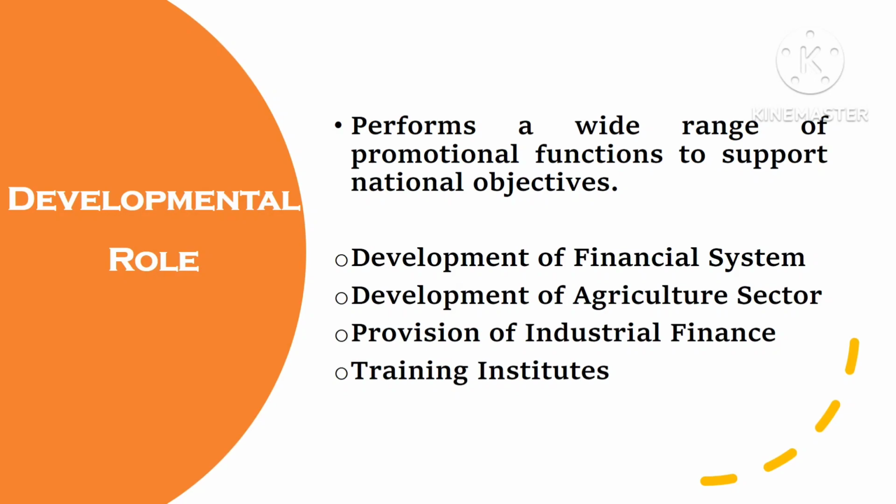Next is training institutes. Training institutes like National Institute of Bank Management, Bankers Staff College and College of Agricultural Banking, CAB Pune, were set up by RBI. These are just a few examples of RBI's developmental roles. So in this way RBI performs its promotional functions to support national objectives.